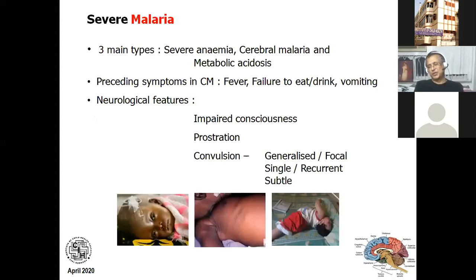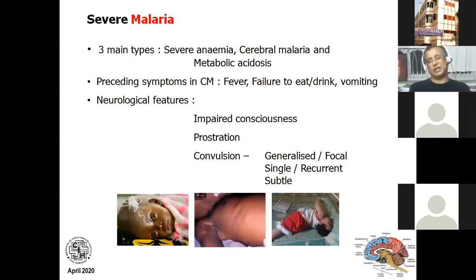Of the clinical syndromes which define severe malaria, three important are cerebral malaria, severe anemia, and metabolic acidosis. There are three most important presentations of cerebral malaria. One is impaired consciousness. The Blantyre score is 2 or less, or prostration. By prostration, we mean the child was able to sit up, but now the child is unable to sit up. And if the child is too young to sit up, the child is unable to drink or feed from the mother's breast. Or it can present with convulsion. Convulsion can be generalized, it can be focal, it can be single, recurrent, it can be even subtle.